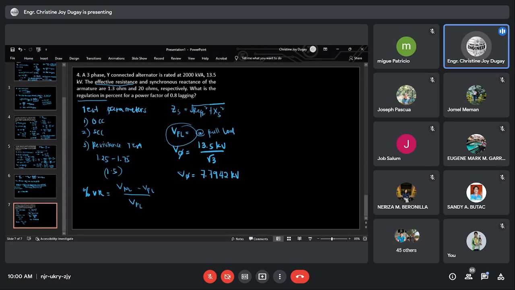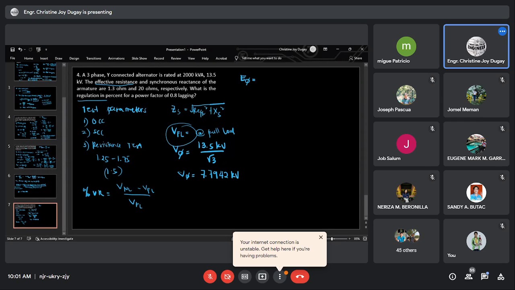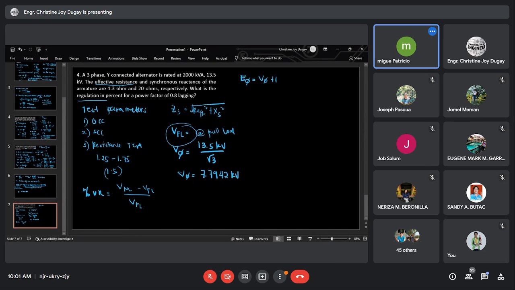Okay, so the other one, since we have the reactance here and the resistance, we are going to solve for E. E phase, no? Paano po ulit natin kukunin si E phase? That is equal to, anong formula po natin? V phase plus I angle theta times the impedance, no? ZL, synchronous impedance.